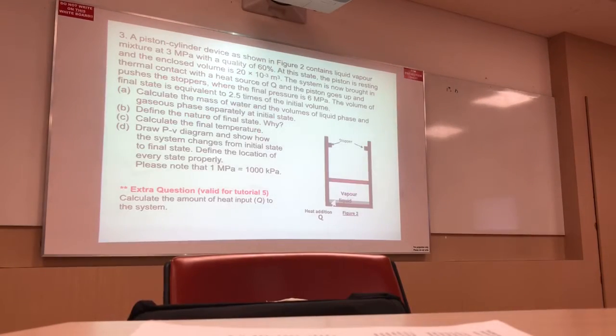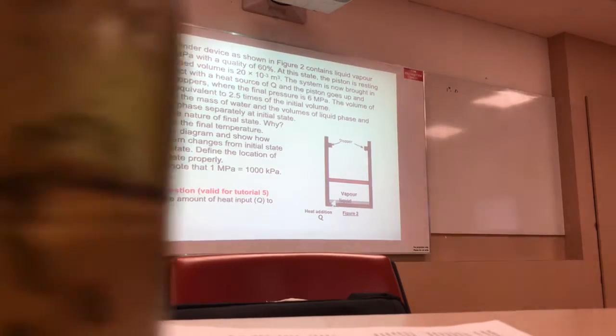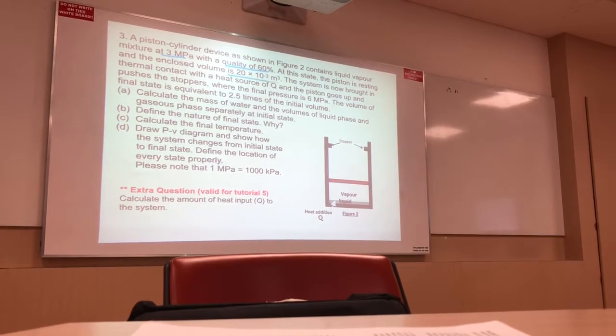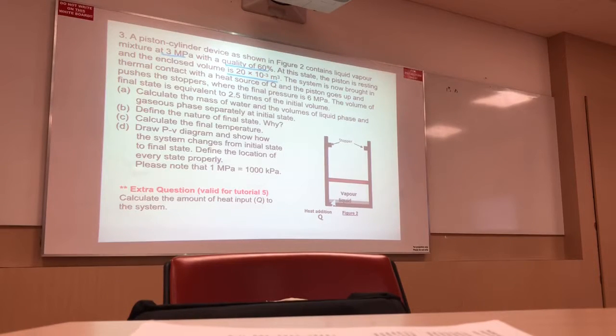Okay, so last question. This is the quiz question. The piston cylinder device, as shown in this figure, contains a liquid vapor mixture at 3 megapascal with a quality of 60%. At this stage, the piston is resting and the enclosed volume is 20 times 10 to the power minus 3 meter cube. The system is now brought into thermal contact with a heat source Q.